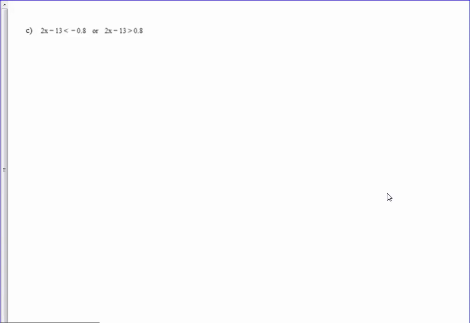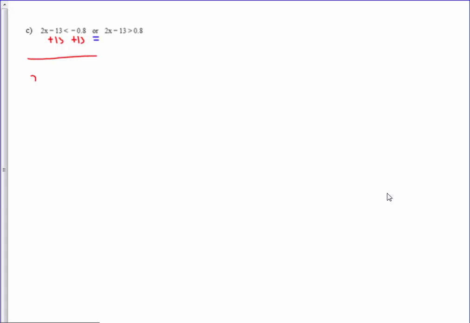Here we have an example of an OR statement. So we see two separate inequalities separated by the word OR. To solve an OR statement, you want to solve each piece individually. So in this case, the left-hand inequality, I would first need to add 13 to both sides.